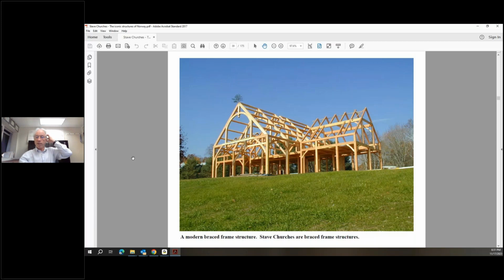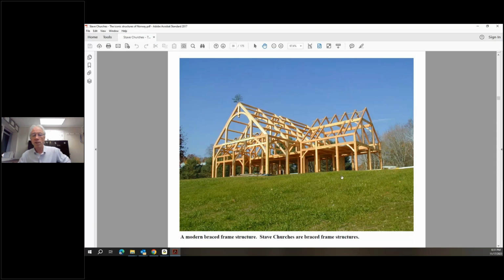All right, so the building type here of all of these Stave churches is essentially a braced frame structure. That's what resists those wind forces. And you'll see the bracing here, all of those triangles, and in some places you see these arches too. That's all to keep this structure sound.